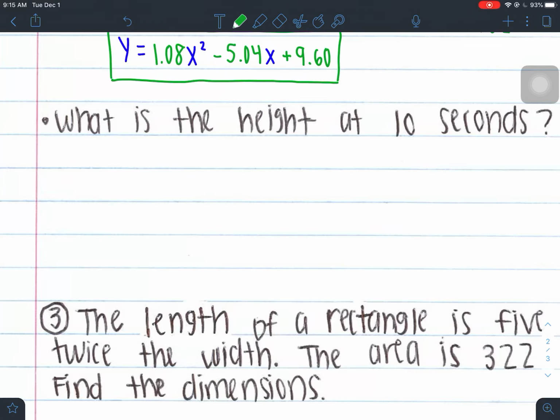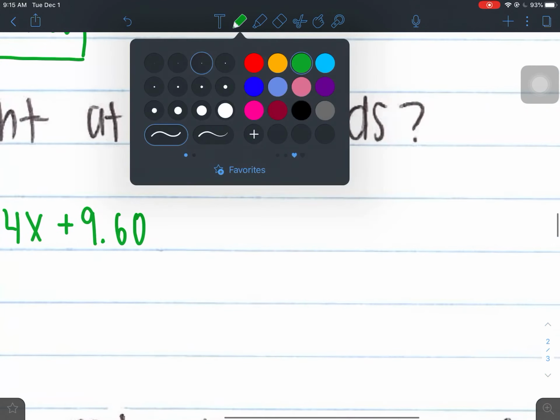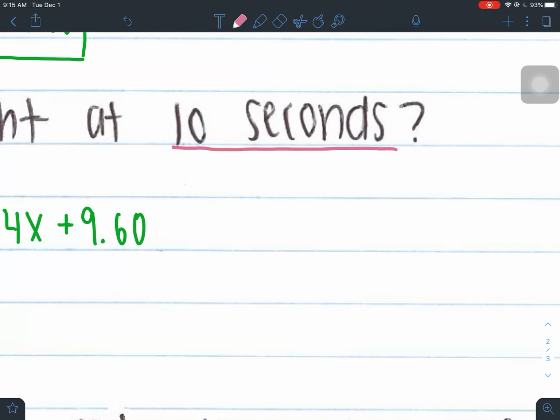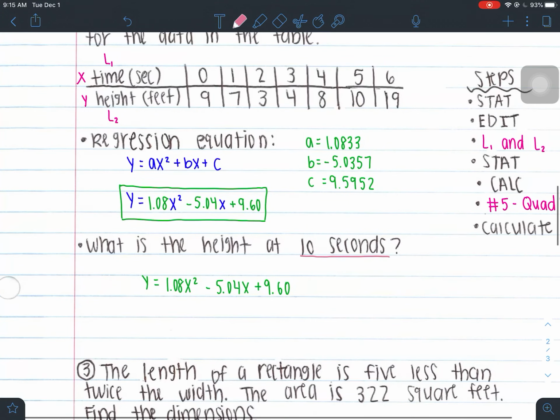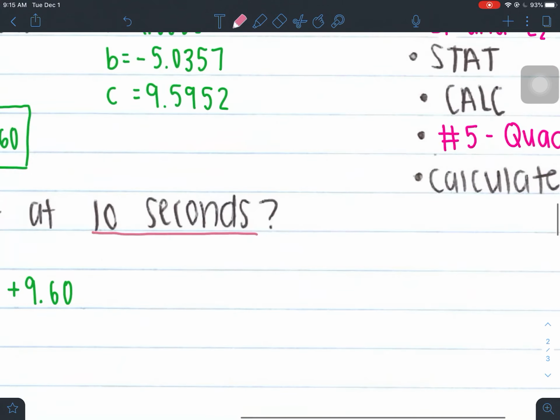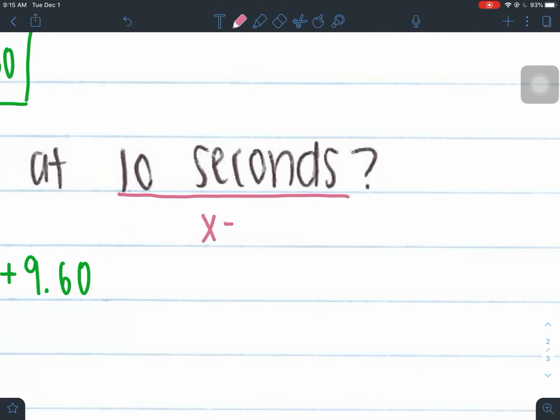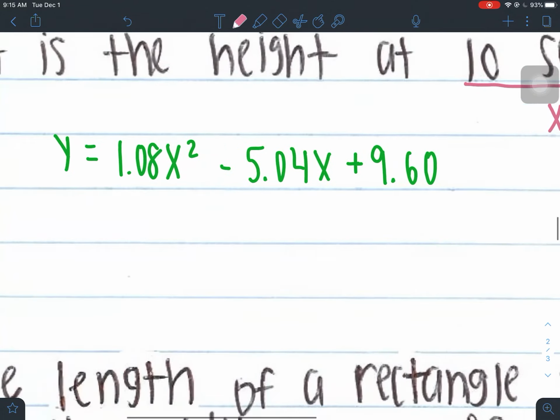So go ahead and copy that down, y equals 1.08x squared minus 5.04x plus 9.60. Okay, and then at 10 seconds. So remember, we're asked to plug in 10, but the question is, do I plug it in for x or for y? Well, remember that you're asked to plug it in for 10 seconds. And if I look at my problem, I know that seconds on my table was my x value. So that means they're telling me to plug in 10 for x, so x equals 10.